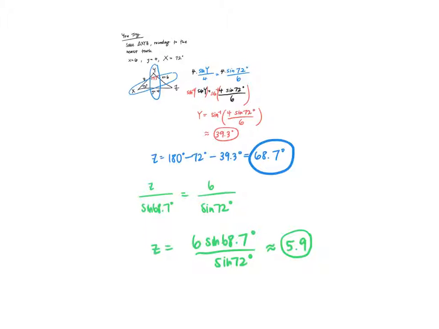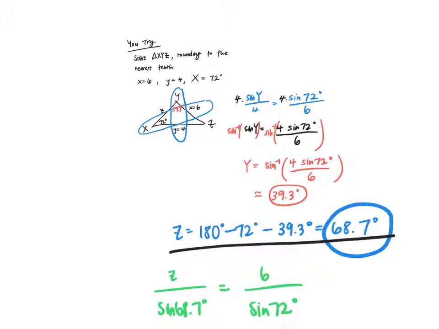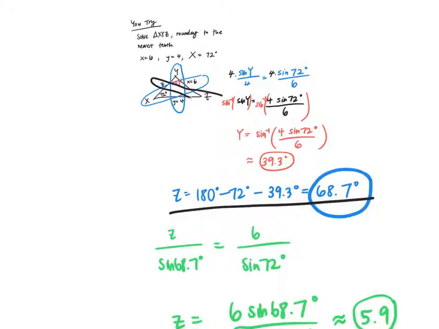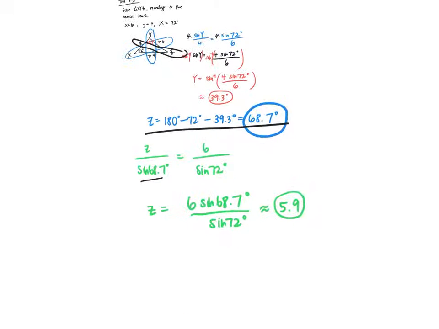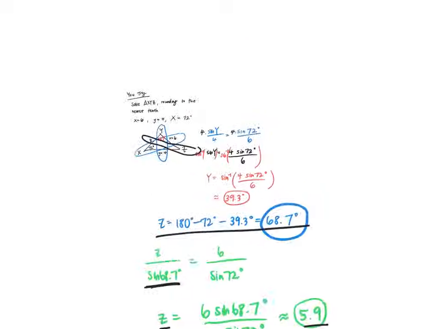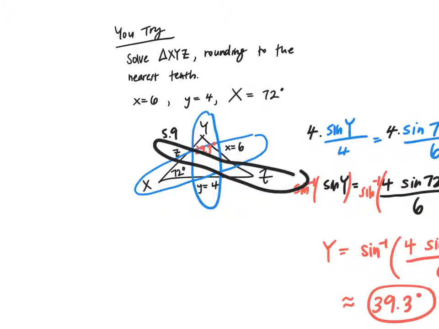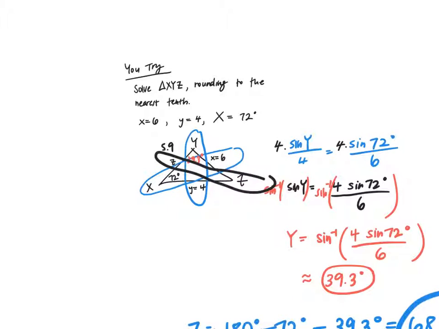Okay, once you've found a second angle, you can find the third angle by subtracting from 180 degrees. And then once you have that angle, you can set up another proportion here, right? Z over sine of angle Z, which is 68.7 degrees, equals 6 over sine of 72 degrees, and solve for Z by multiplying by sine of 68.7 on both sides. And you get side Z is about 5.9. So about 5.9 here. And angle Z was about 68.7 degrees. And again, you should see that all three angles add up to be exactly 180 degrees. Largest angle has the longest side. Smallest angle has the shortest side across it.